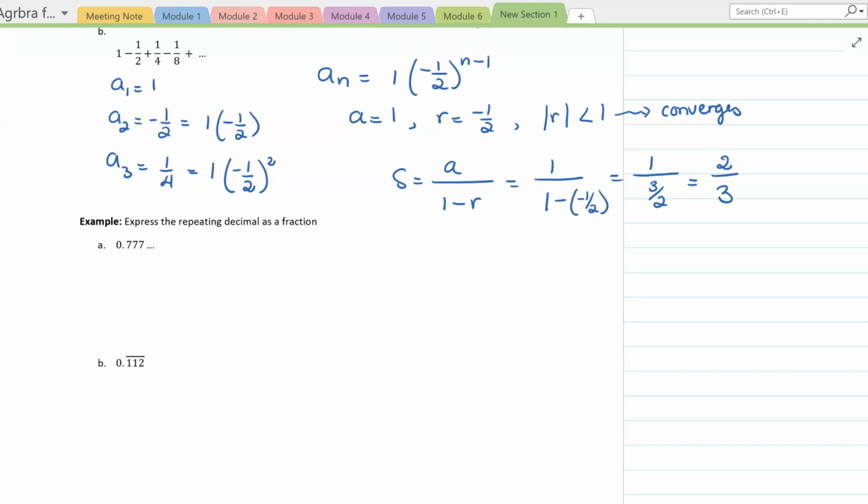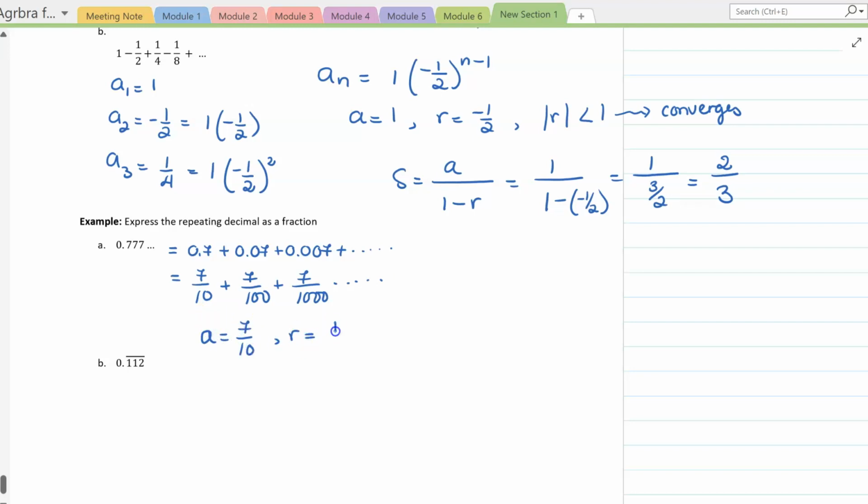I can start by rewriting this. So here I'm looking at this. This can be written as 0.7 plus 0.07 plus 0.007 plus so on and so forth. This is 7 over 10 plus 7 over 100 plus 7 over 1000, so on and so forth. So here I can see that a is equal to 7 over 10 and r equals 1 over 10.